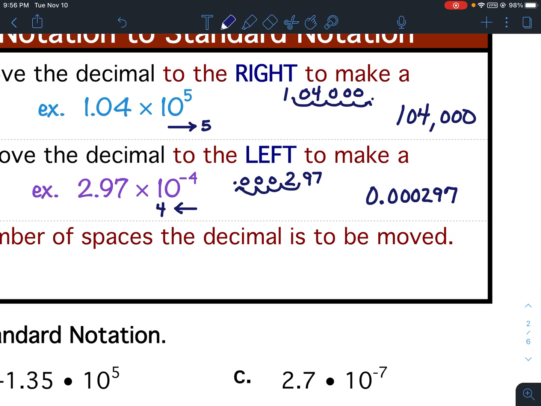And again, how many spaces did I move the decimal? Well, that depended on the exponent. For this one, the exponent's 5, so I moved it 5 spaces. For this one, it was negative 4, so I moved it 4 spaces. And again, positive was to the right and negative was to the left.